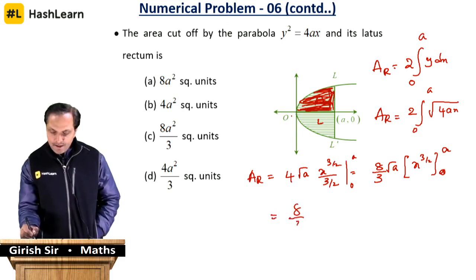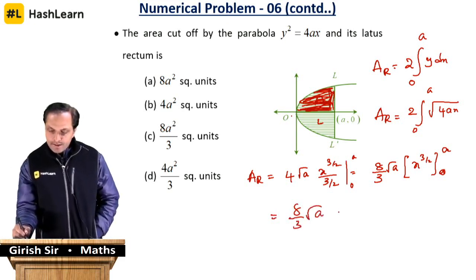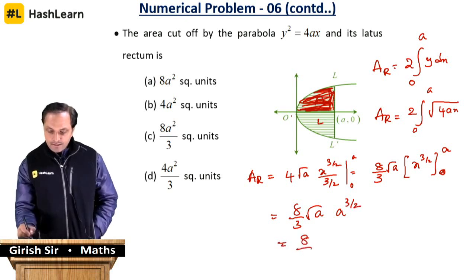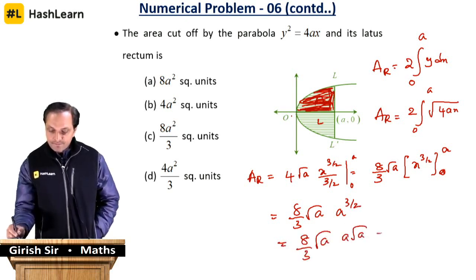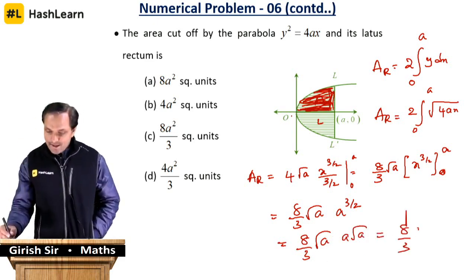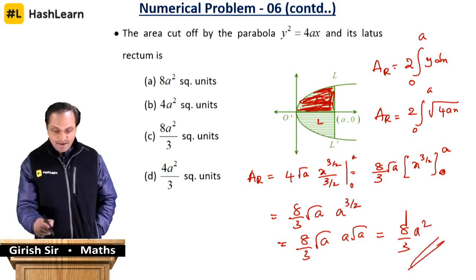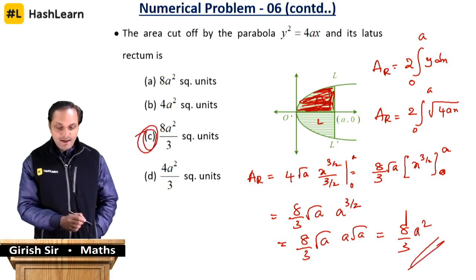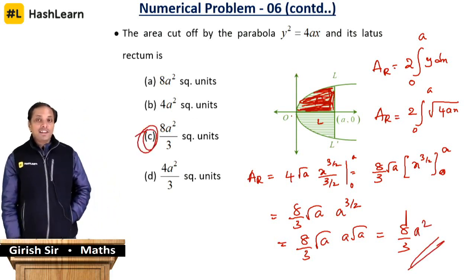Let us put 8 by 3 root a. This is a to the power 3 by 2. You know that a power 3 by 2 is a into root a. 8 by 3 as it is, a root a is a square. You will have 8a square by 3. Is there any option? Yes, there is an option, 8a square by 3. Option C, that is the answer.